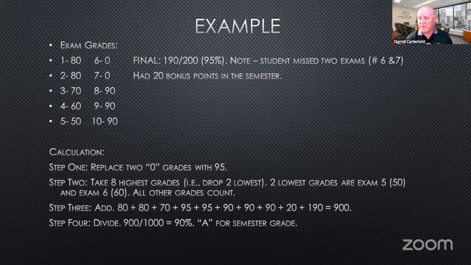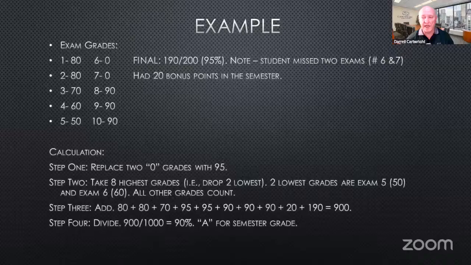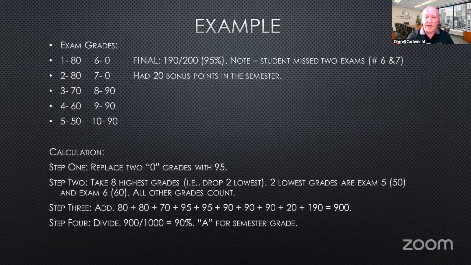You add the 20 bonus points and you add the 190 points that they earned on the final exam. You add all that up and you have 900 points. Now, you should know already 900 points gives you an A, but if you want to divide it, you can. Divide 900 by 1,000, not by 1,020, not by 1,200. I had students do both of those things on the calculations. You divide it by 1,000.